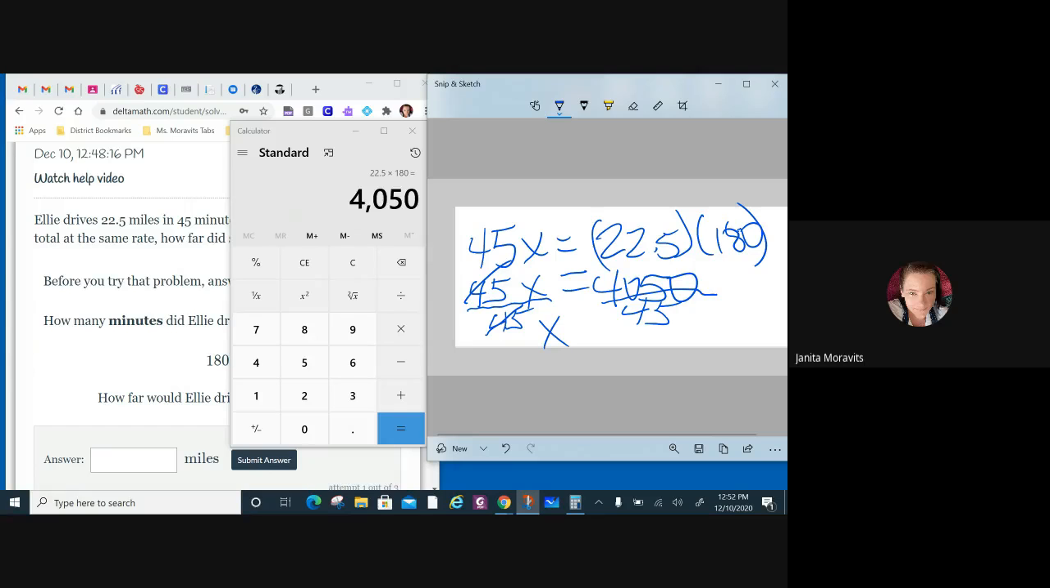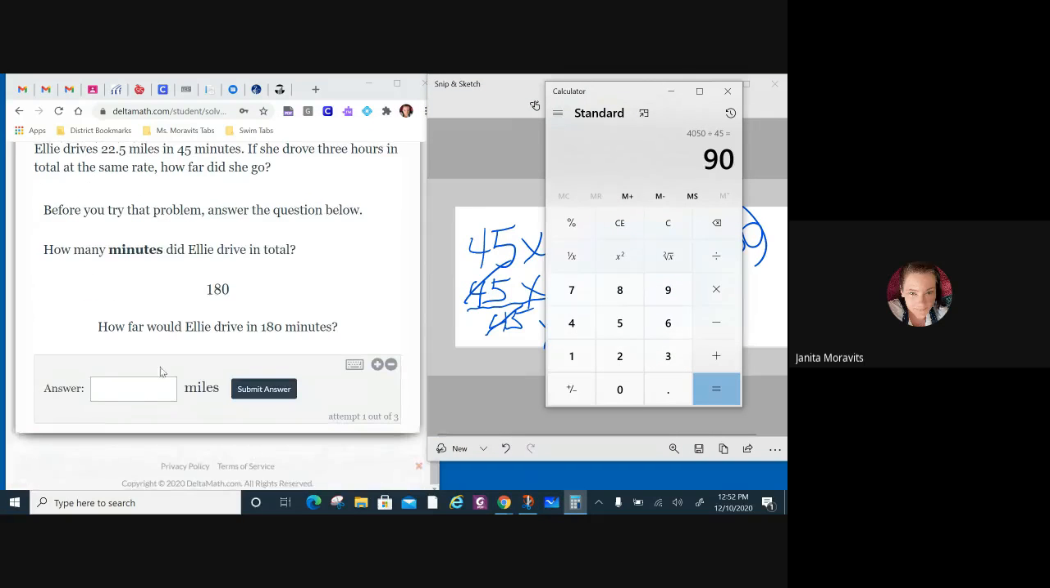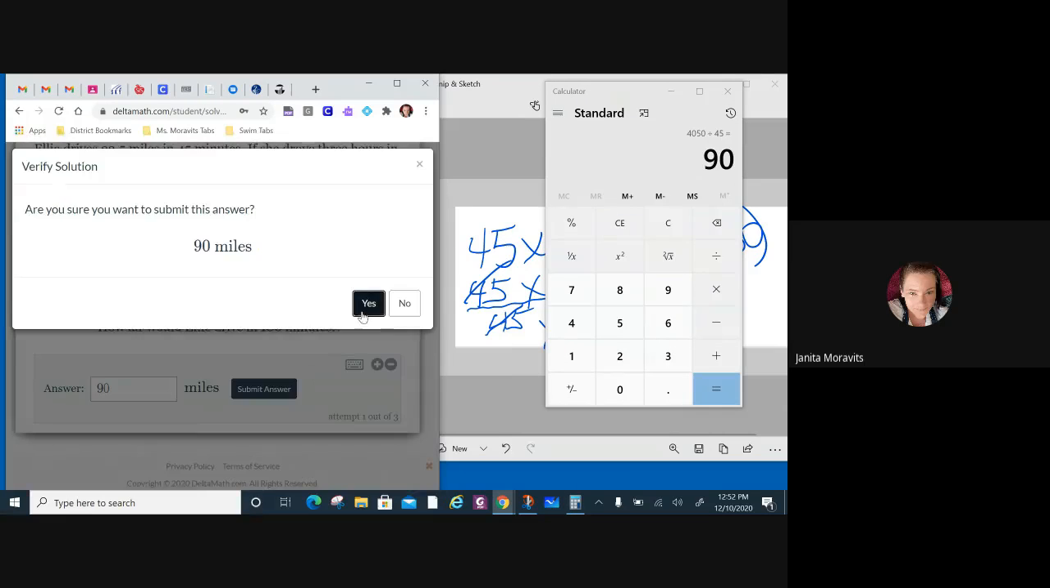We're left with X. Okay, so let's say 4,050, our number is right here. And we're going to divide it by 45. So X equals 90, which means that in 180 minutes, she would drive 90 miles. I'm going to submit that answer.